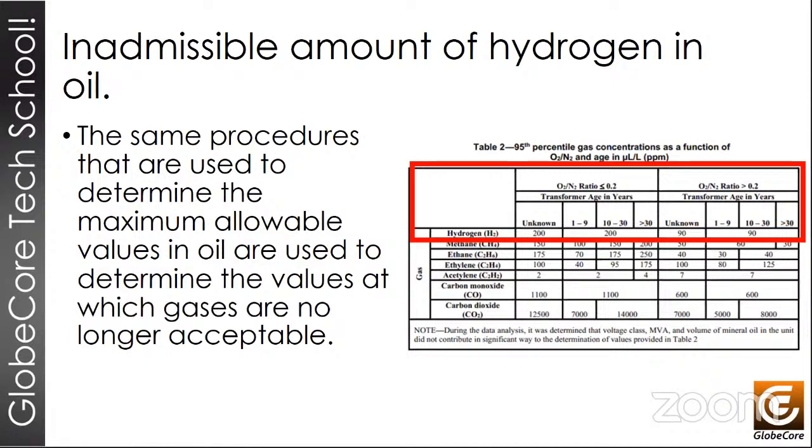So we can see that hydrogen values that are considered unacceptable vary greatly. In transformers with the oxygen to nitrogen ratio above 0.2, we should not have values higher than 90 ppm in any case. While for transformers with ratios of oxygen to nitrogen less than or equal to 0.2, that range is much wider, about 200 ppm, regardless of the age of the unit.